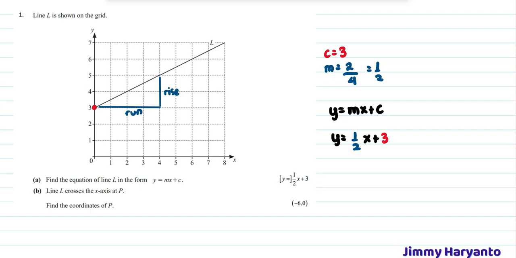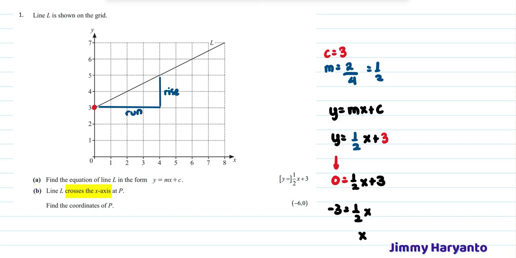And then next is cross the x-axis. The keyword is cross the x-axis. That means y equals to 0. So we will replace this equals to 0. 0 equals to half x plus 3. And then you move the 3. Negative 3 equals to half x. That means x equals to negative 3 times 2 equals to negative 6. So final answer is in coordinate form negative 6, 0.